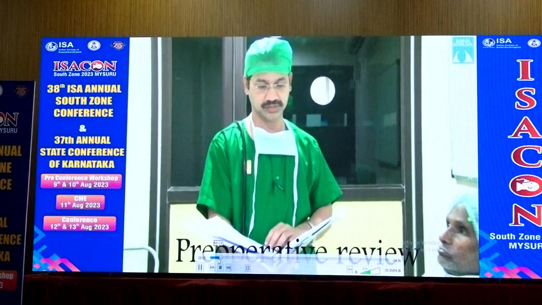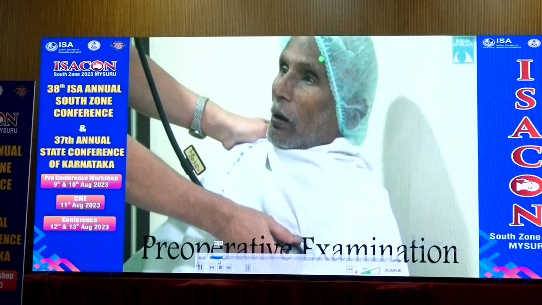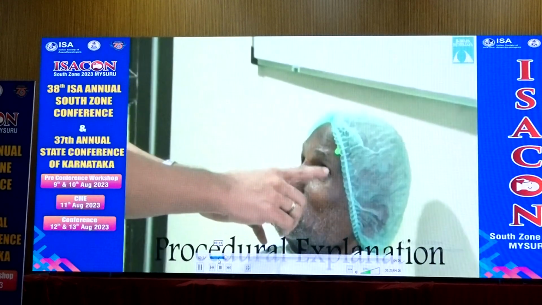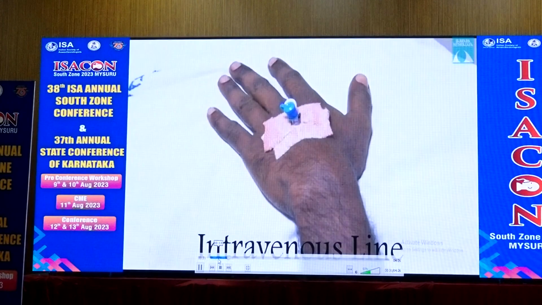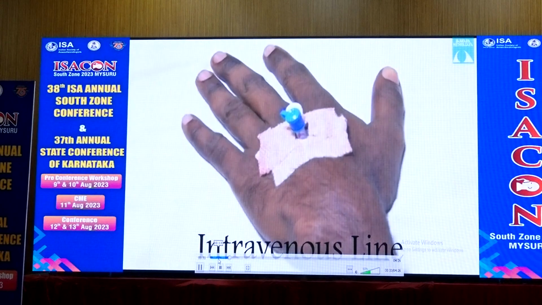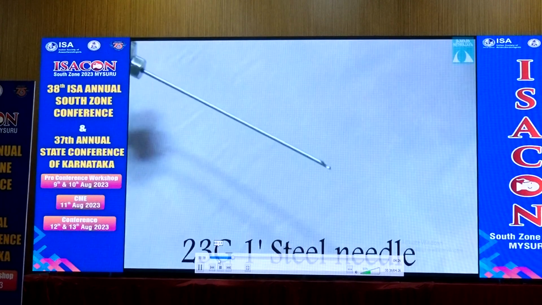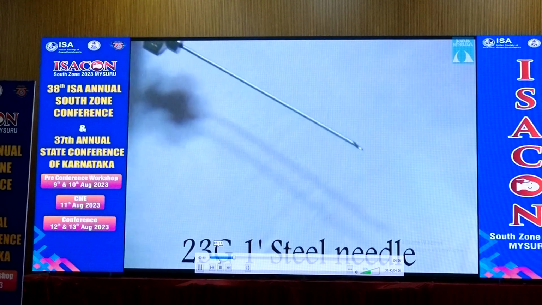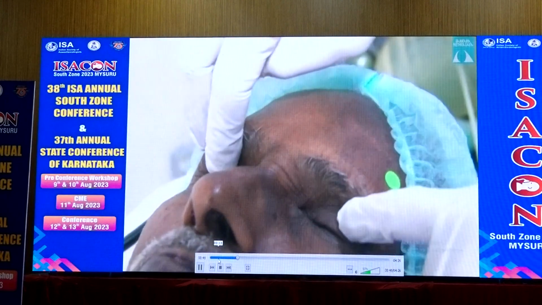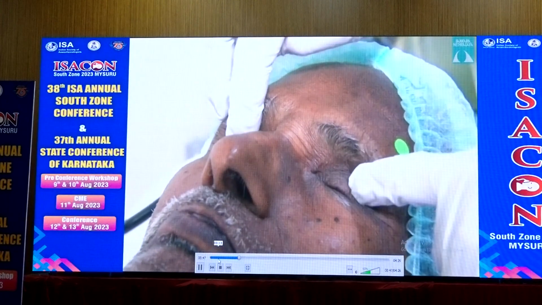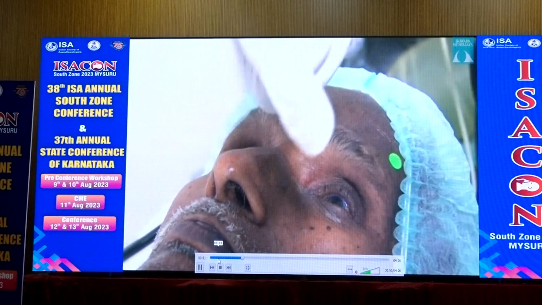So before giving a block, it is very important to go through the files, examine the patient briefly, and completely explain the procedure you are going to do. That is very, very important. The IV line should be secured. Connect the patient to the monitor. This is the 23G 1-inch steel needle I am using for the peribulbar block. Also identify the site of the eye, that is very important. As you can see here, I am going to perform a left eye block, so the left sticker is there.